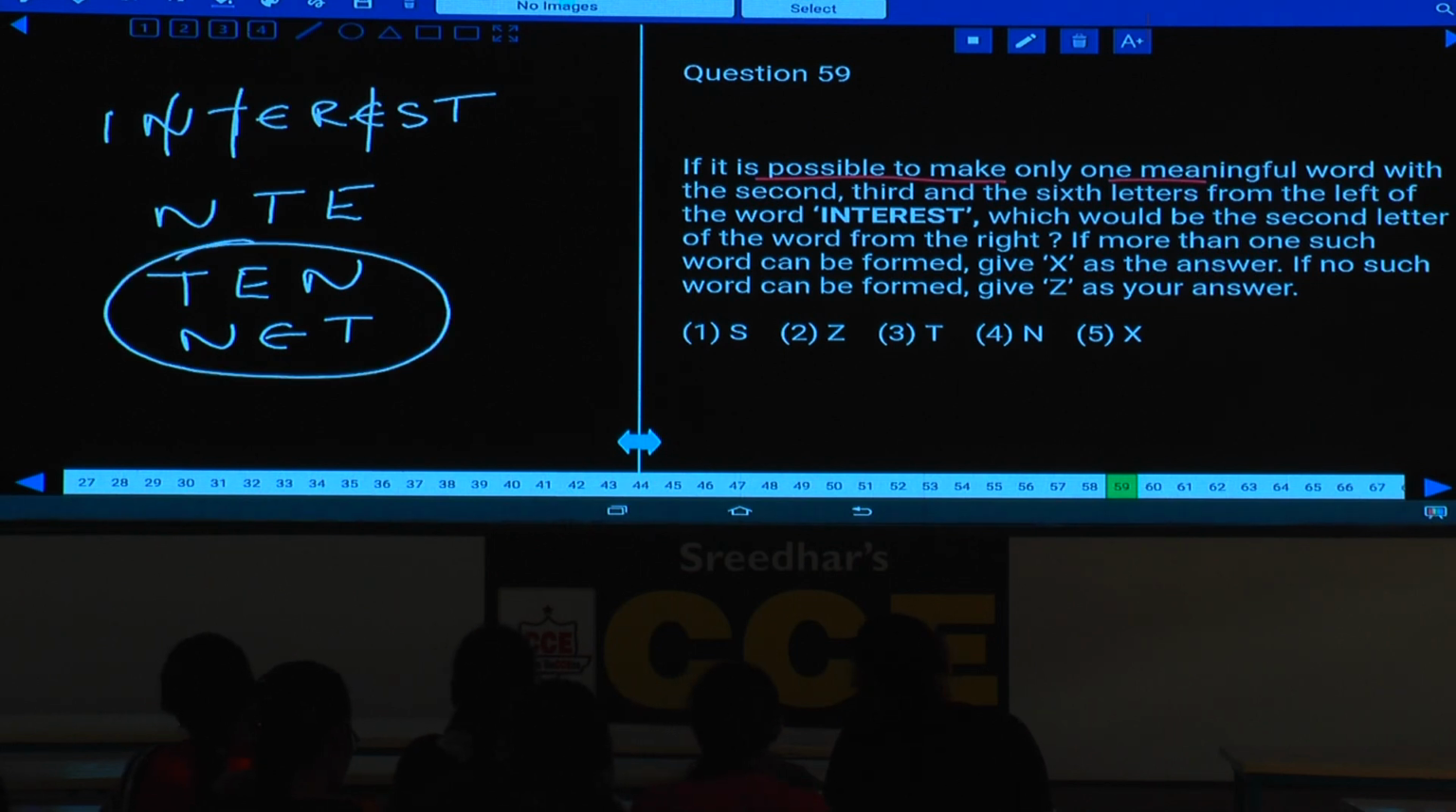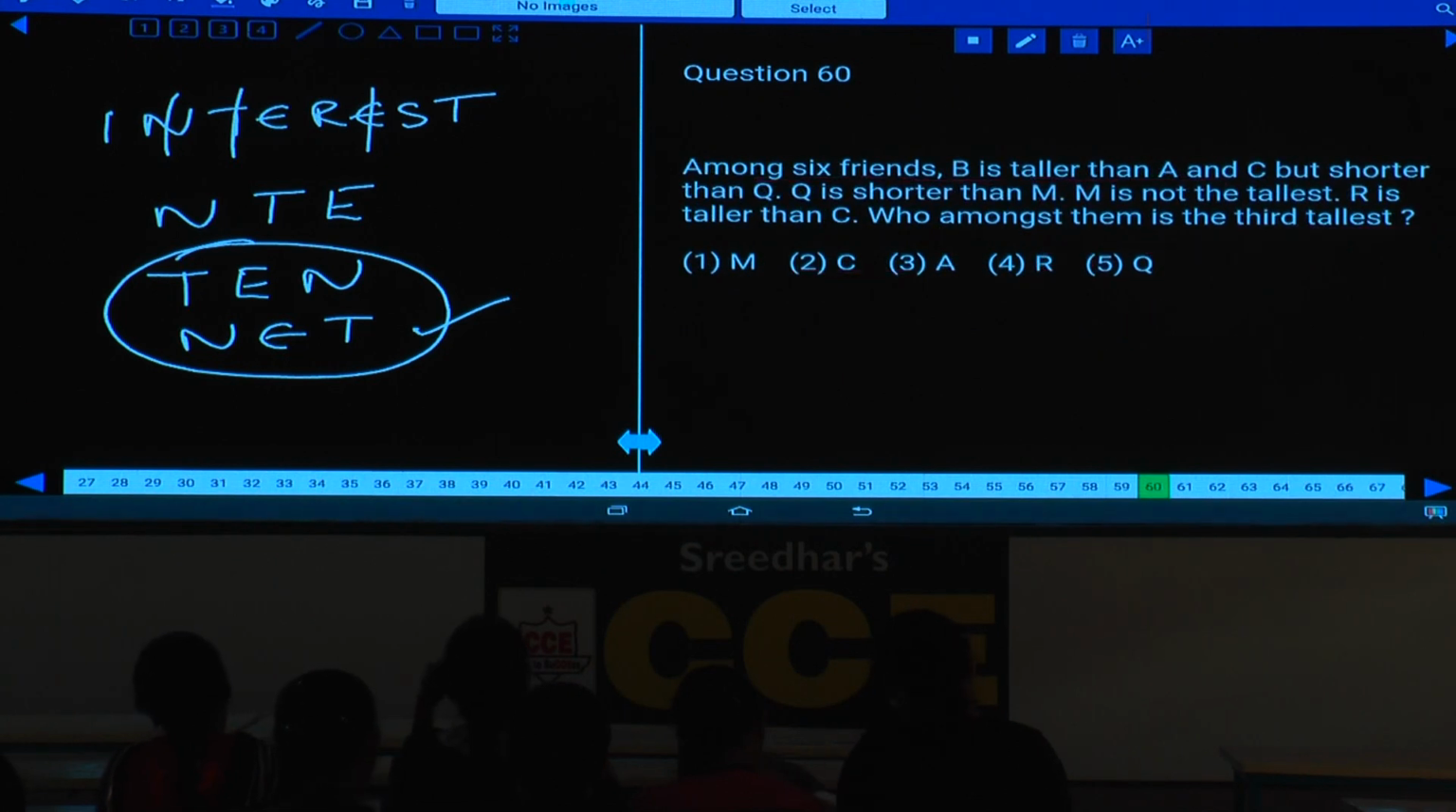Here the question is about what? If only one meaningful word can be formed, then take the second letter as your answer. And if more than one such word can be formed, give X as the answer. Now here how many words can be formed? More than one word. Hence what is your answer here? X as your answer. Choice 5. Question number 59, it is choice 5.